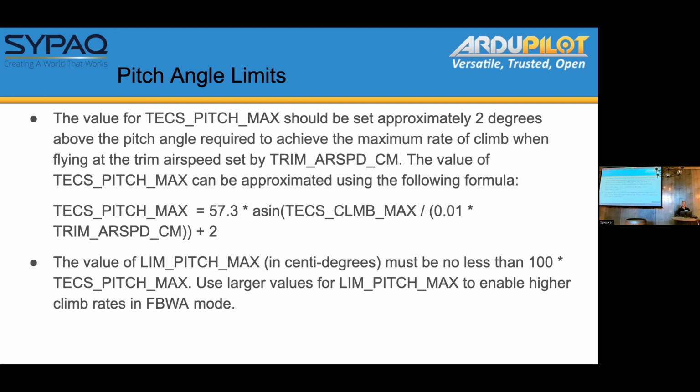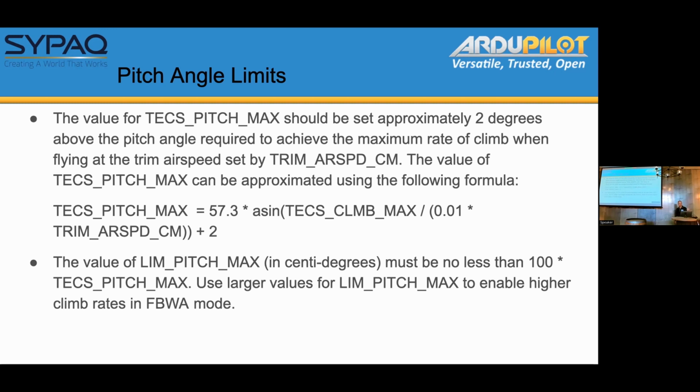Now, we talk about pitch angle limits. That's a lot of words there, but it really means that you need to allow about 2 degrees margin, and this is rule of thumb, above the angle required to achieve your maximum TECS climb rate. So I've got a calculation there that enables you to go from the maximum TECS climb rate and the airspeed and calculate approximately what that parameter should be. Okay, you may have to adjust it, but for those of you that don't mind getting onto your calculator, saying, I've got my climb max, I've got my trim airspeed, I need to get a number for pitch max, that's a simple formula that can be used.